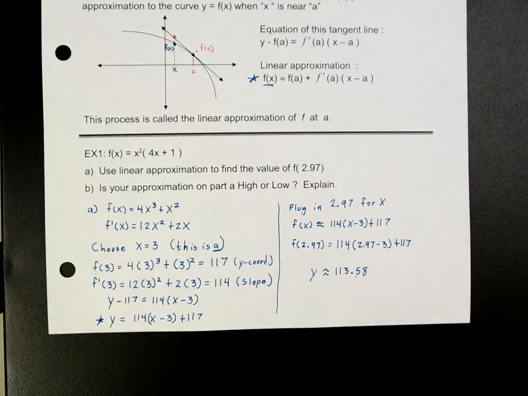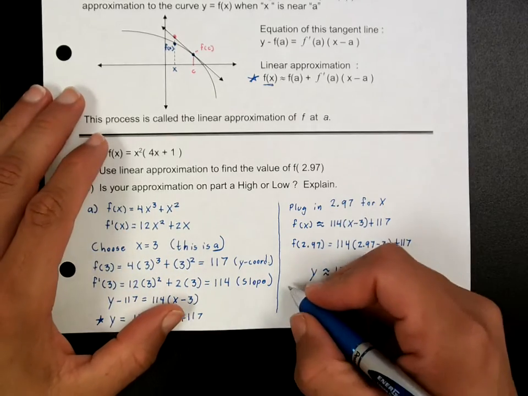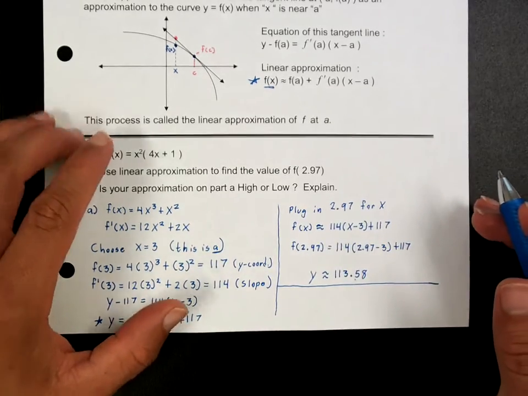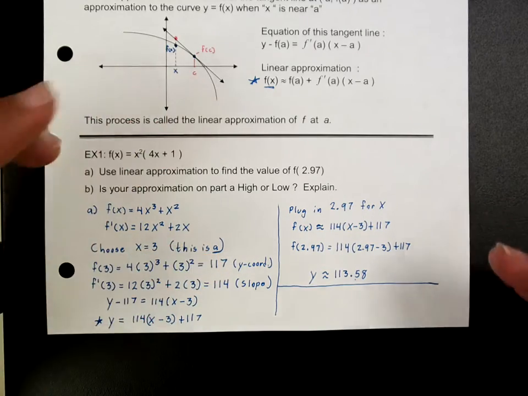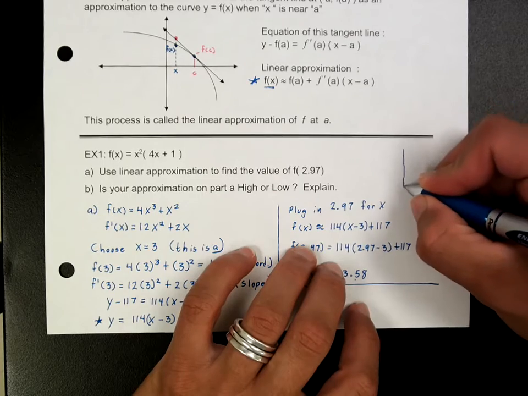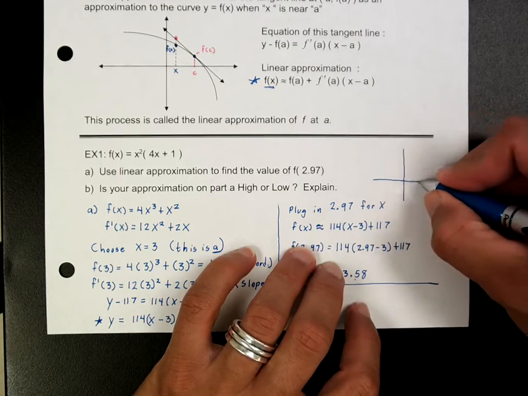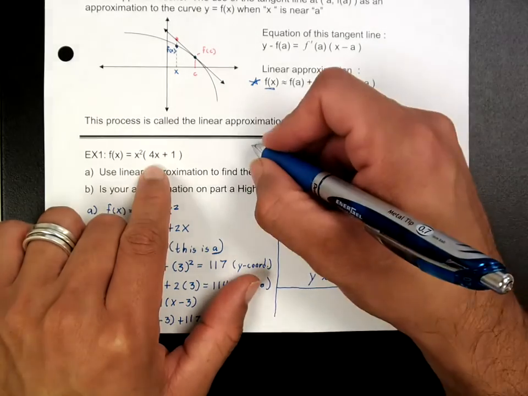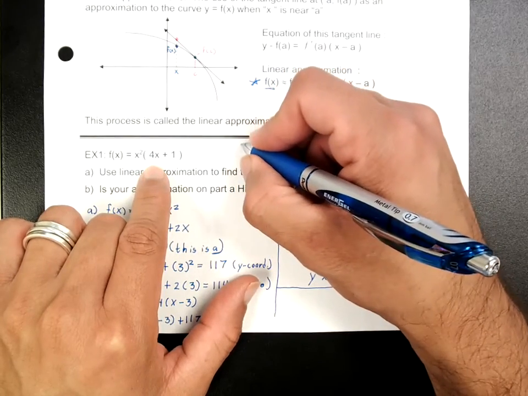The last thing it's going to ask us is whether the approximation is too high or too low, and that really depends on the tangent line. So what you have to do is sketch this. Assuming you're sketching this without a calculator, what I would do is come over here and try to find the roots. So I would say find roots.